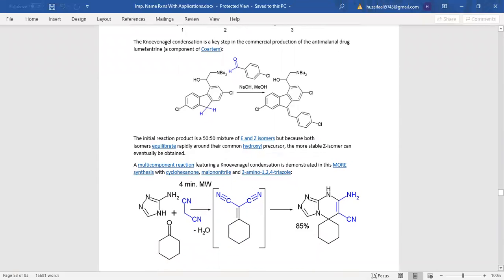A multi-component reaction featuring a Knoevenagel condensation is demonstrated in this synthesis with cyclohexanone, malononitrile, and 3-amino-1,2,4-triazole.